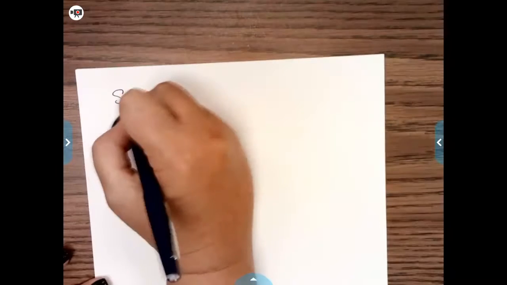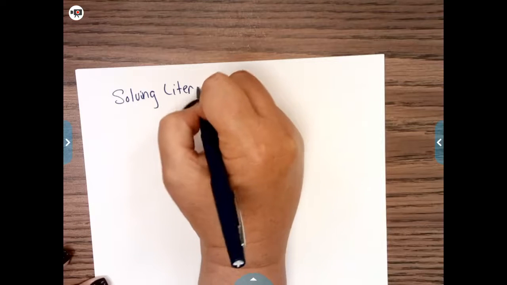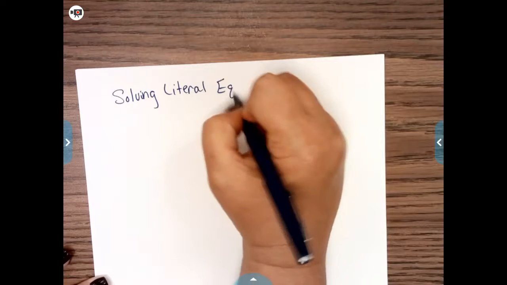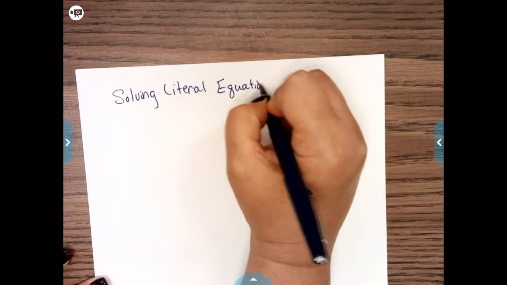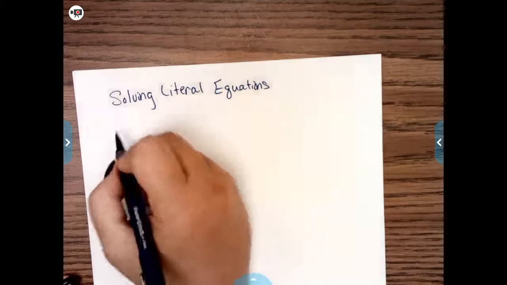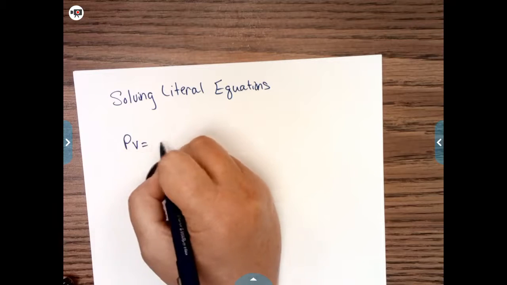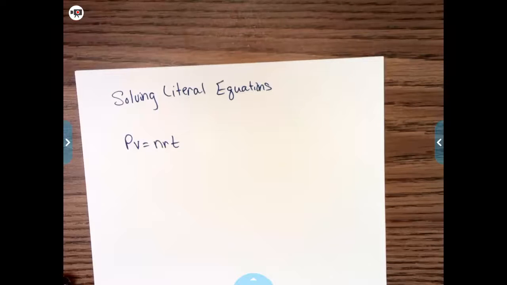Okay, I'm going to do a quick video on solving literal equations. So when we solve literal equations, we're solving for a specific variable that it tells us, or that the directions tell us to solve for.